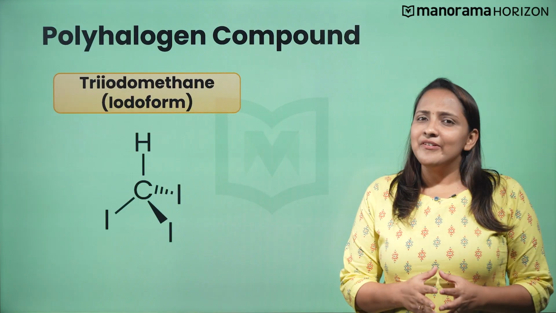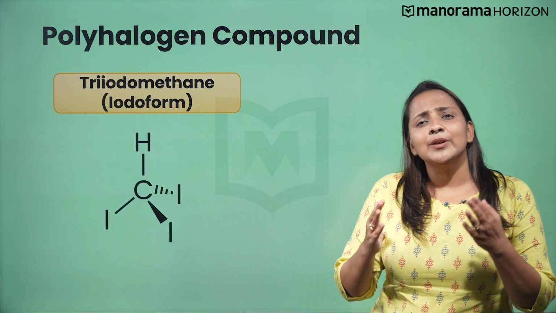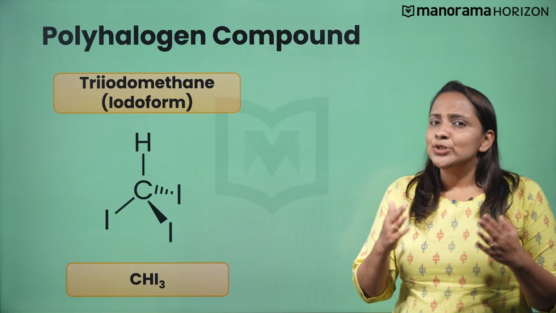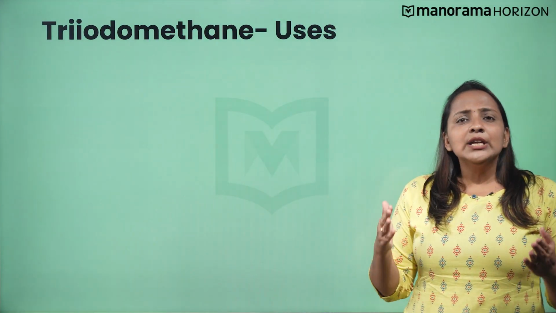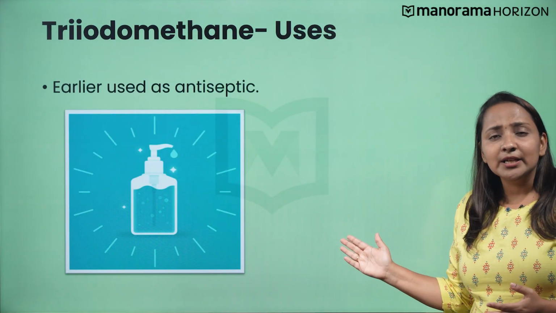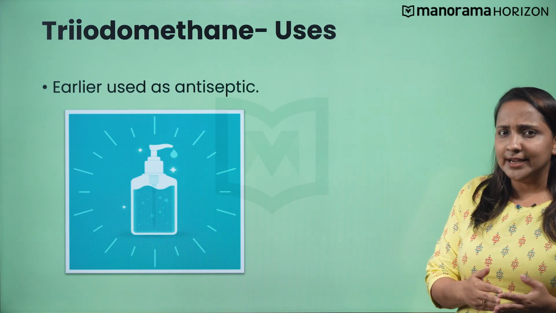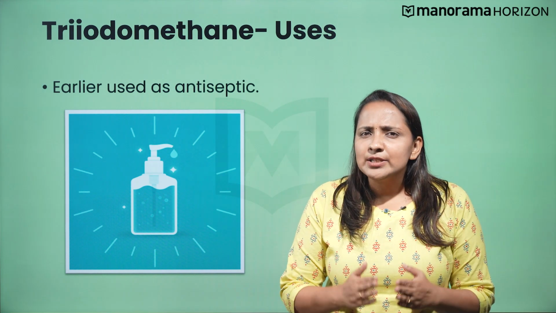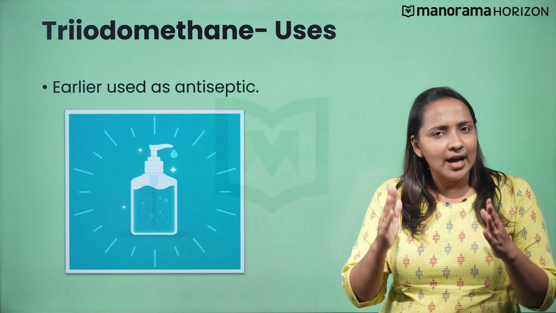The third compound we will discuss is triiodomethane, also known as iodoform. It does not have any use in today's time, but earlier it was used as an antiseptic due to the liberation of free iodine, but due to its foul smell, it is replaced by other compounds containing iodine.